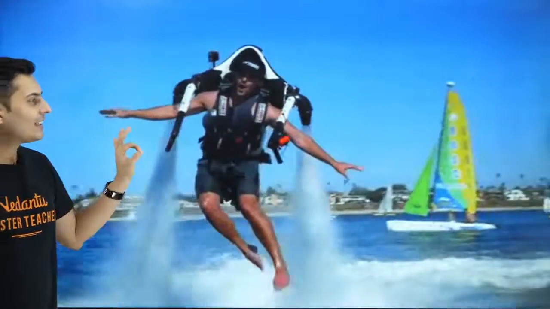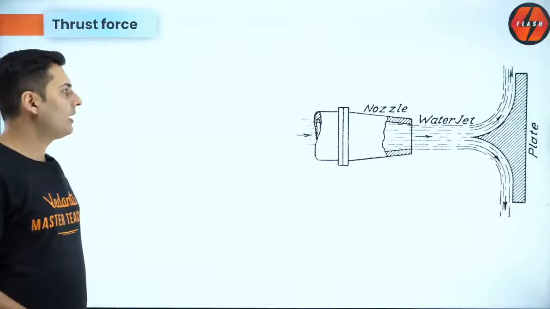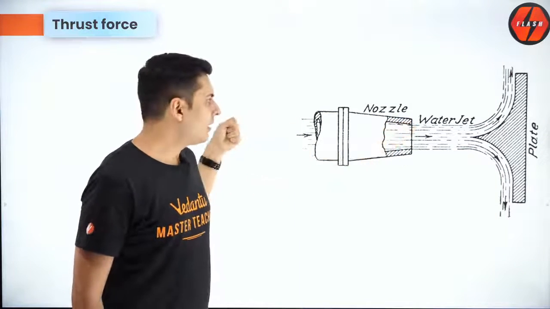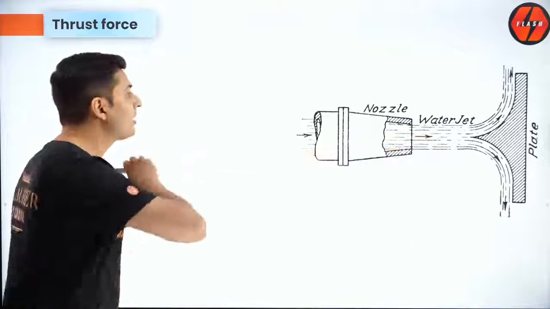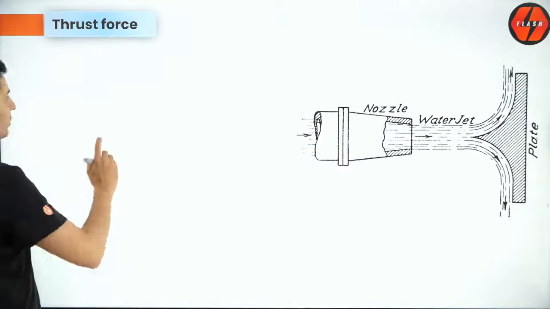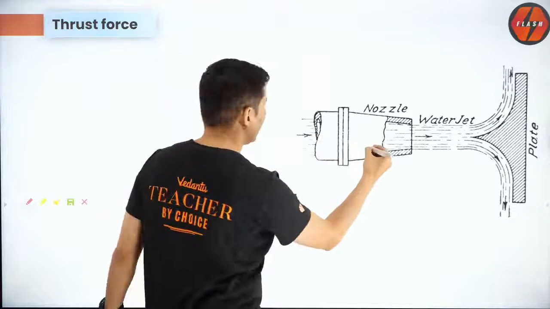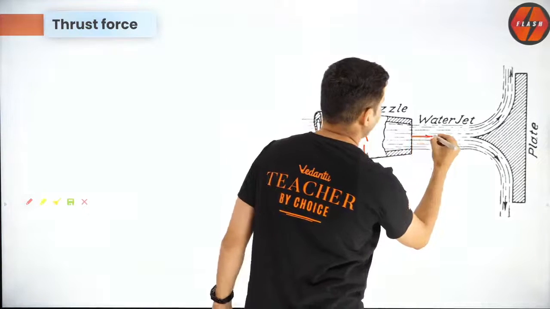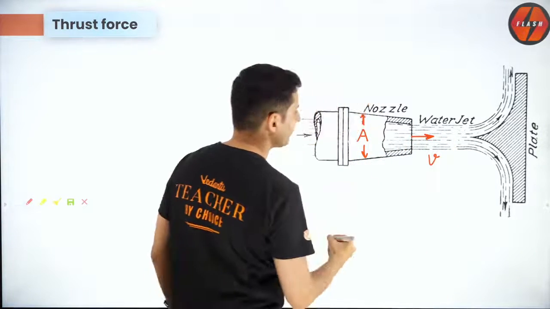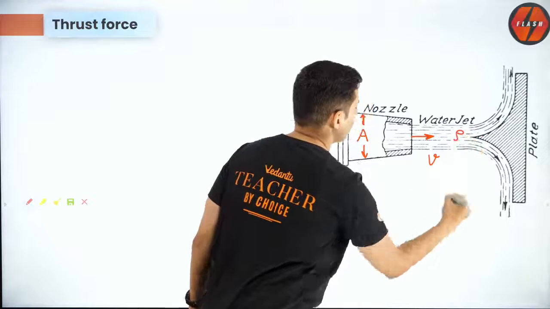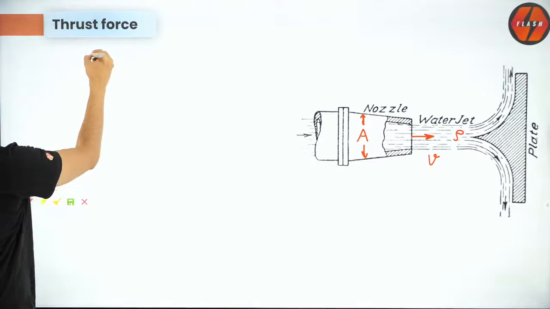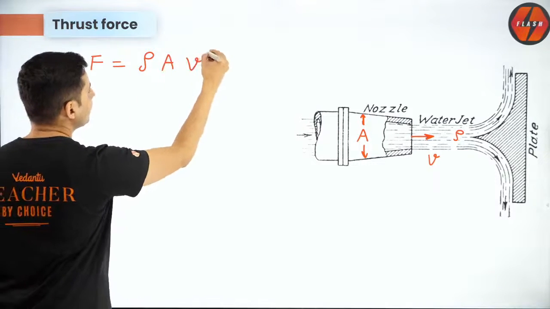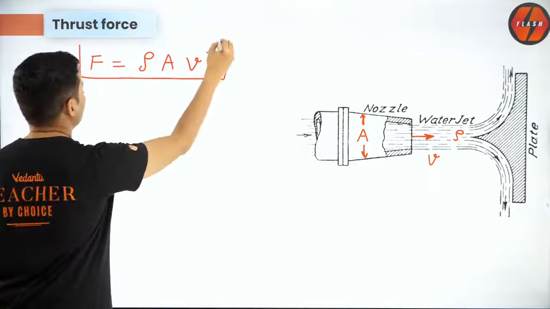So this is based on a simple principle called the thrust force. Whenever you have a nozzle and a liquid is being ejected out, it creates a thrust force. Imagine that the area of that nozzle is A, the fluid comes out with speed V, and the density of the fluid is rho. Then the thrust force is given by rho A V square. This is the value of the thrust force.